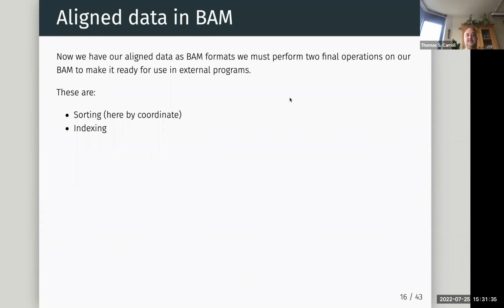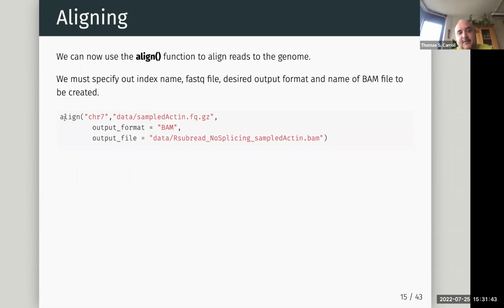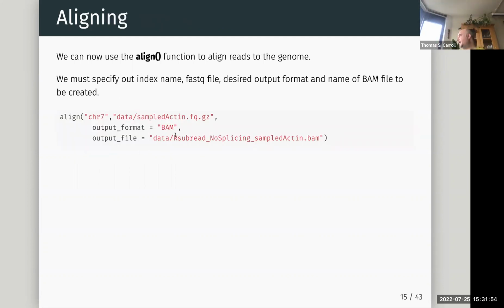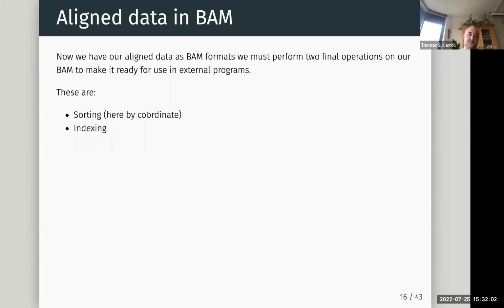We've got to do two final operations on our BAM file to make it ready for use with external files. Okay, so I'm going to show you how to do this. It might be worth noting that different aligners will output your BAM in slightly different orders. So Subread likes to output your BAM in read order, so the read name is used for the ordering, whereas some tools will actually sort it by coordinate for you. So it's worth checking, and we can check by looking at the SAM header whether or not our BAM files which are generated are already sorted.